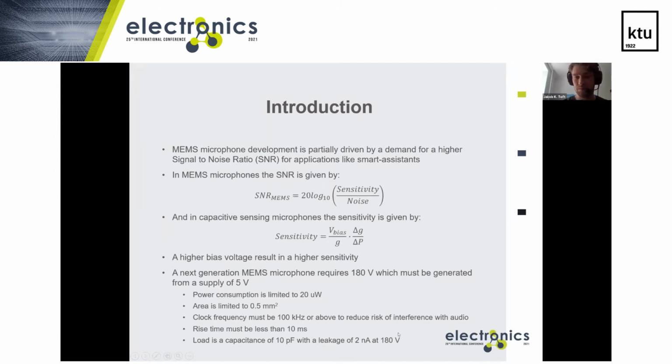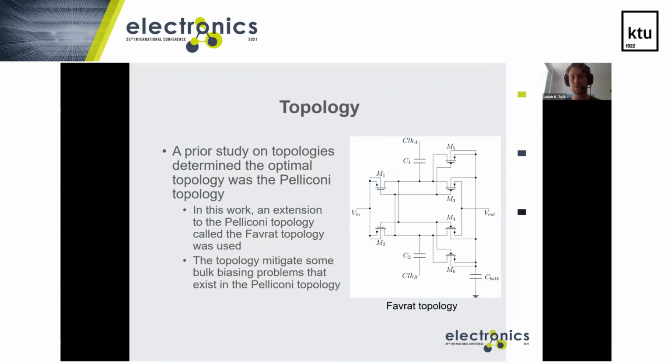In the previous presentation, the study showed that the Pelliconi topology was optimal to reach just 180 volts from a 5 volt supply using little area and little power. However, in this work, I have used an extension to the Pelliconi topology where the transistors in this diagram, M5, M6, and the capacitor C bulk have been added to stabilize the bulk voltage of M3 and M4, as that leads to some problems in the traditional Pelliconi topology when you scale it with a lot of cascaded stages.